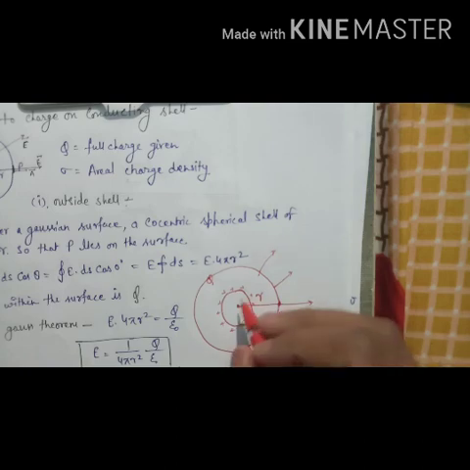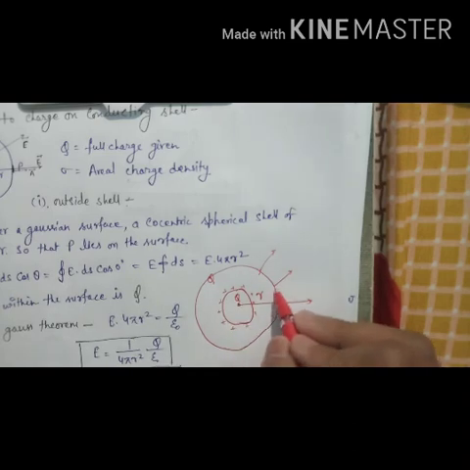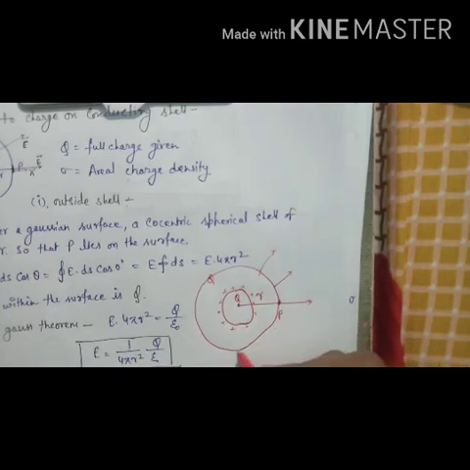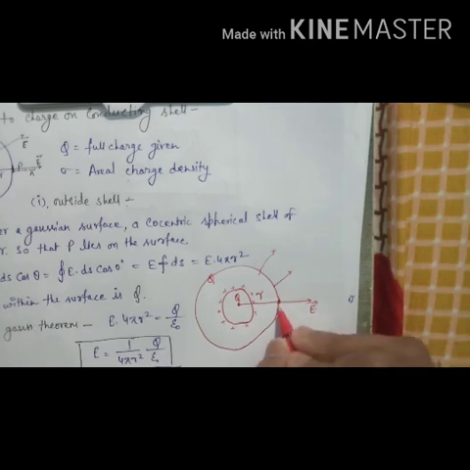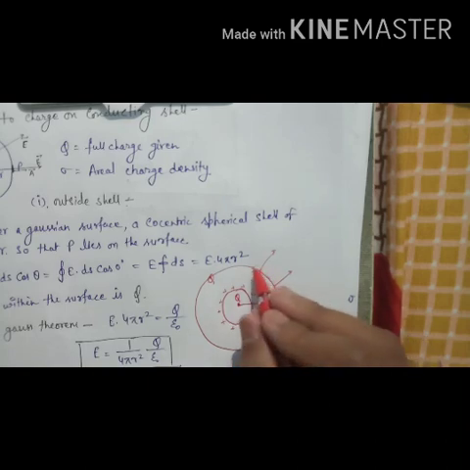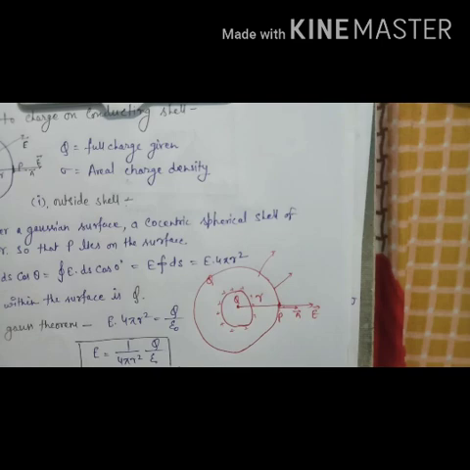But if the complete charge Q is placed at its center, then at every point of the surface the electric field is radially outward, and the angle between the electric field and the area vector is 0. So we can say theta is symmetrical everywhere, and the electric field is also symmetrical all over this sphere. So the first step is complete.